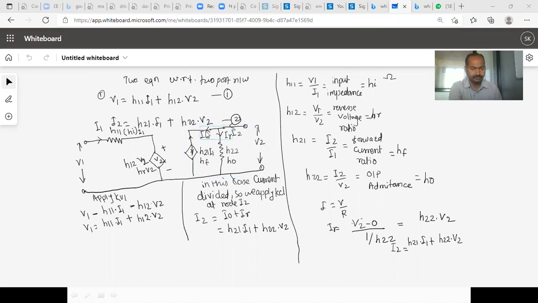Now see another thing, H22 V2. H22 indicates I2 divided by V2. I2 divided by V2 is nothing but the output admittance. But one of the important things is that admittance is nothing but 1 by R or 1 by Z, right? So that's why it is taken as a parallel element. So H22 is taken here, right?